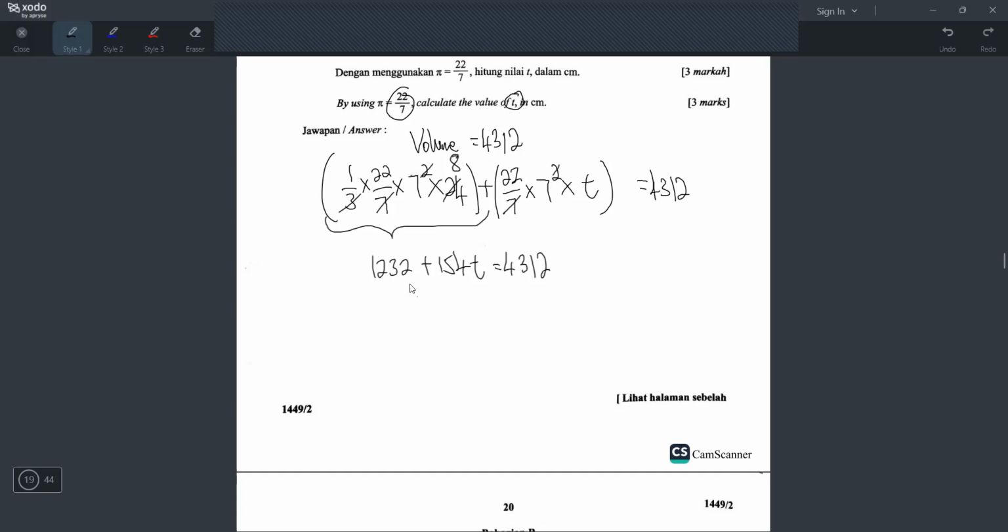Let's find t now. This one can move over there, so it becomes 154t equals 4312 minus 1232. Let me press my calculator.